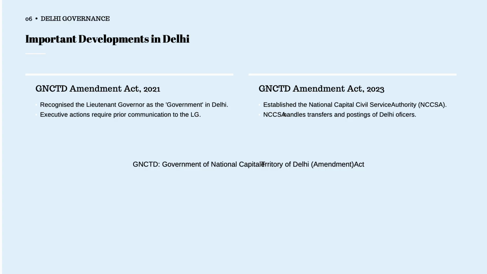Now, important developments in Delhi. These are the two important developments in Delhi right now. This is a very heated topic. In 2021, the Government of National Capital Territory of Delhi Act, called the GNCTD Act 2021, which is part of the current affairs I've added. It recognized the Lieutenant Governor as the government in Delhi. It clarified that executive actions require prior communication to the Lieutenant Governor. Executive actions of the Legislative Assembly of Delhi will require prior communication to the Lieutenant Governor.